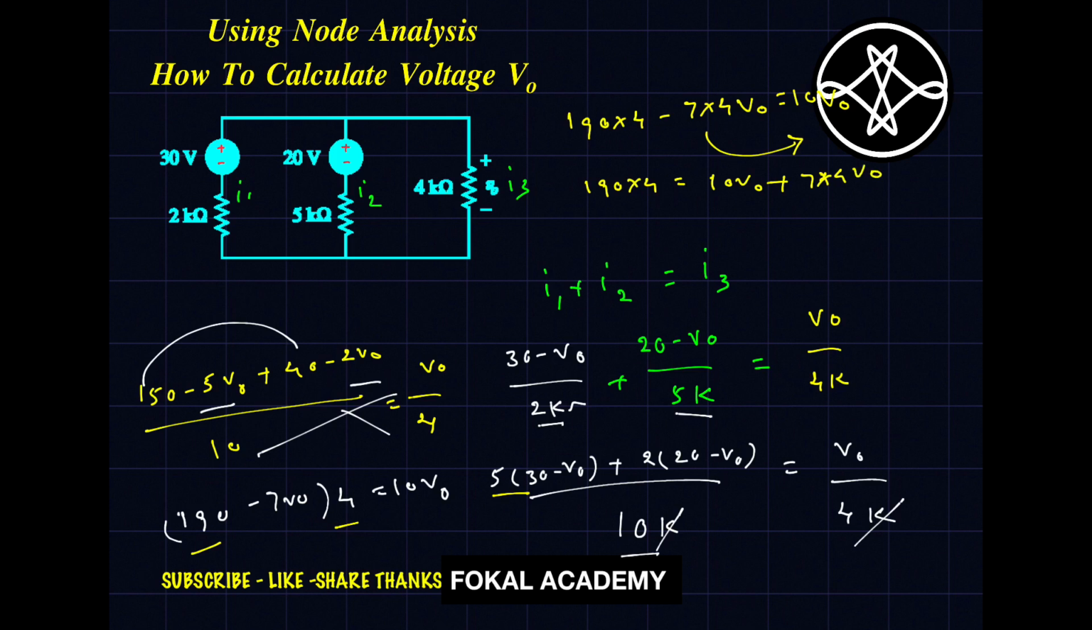So V0 is common, and we get 190 into 4 upon (10 plus 7 into 4) equal to V0. By simplifying this, we will get V0 equal to 20 volts. So this is the output voltage across the 4 kilo ohms.